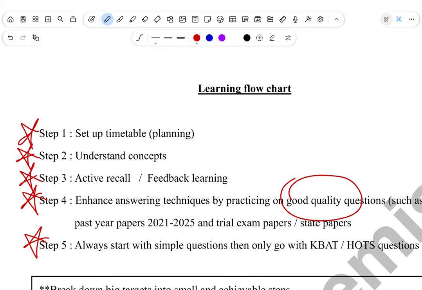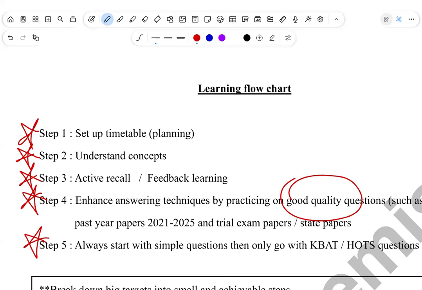So past year questions and trial exam papers, they are the best. If you want to do a trial exam paper, of course the best one will be this year's. You are in year 2026, so of course it's best for you to do the trial exam paper from 2026 lah. You can do other states lah.